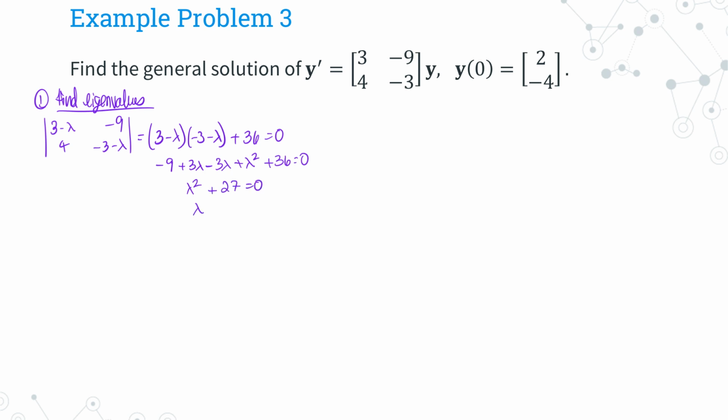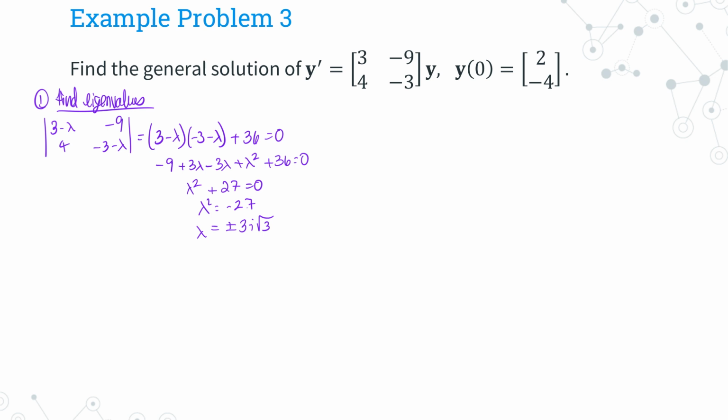Or lambda equals plus or minus 3 root 3, or 3i root 3. Almost forgot the i because we have lambda squared equals -27. So lambda is plus or minus 3i root 3. 9 times 3 is 27, so that's why it's 3i root 3. And remember the i here, I is our square root of -1.